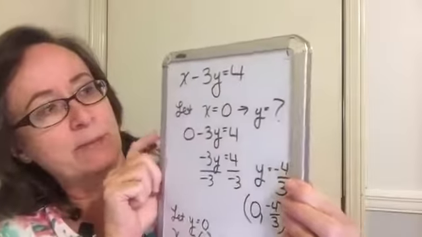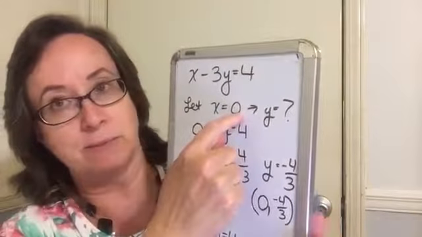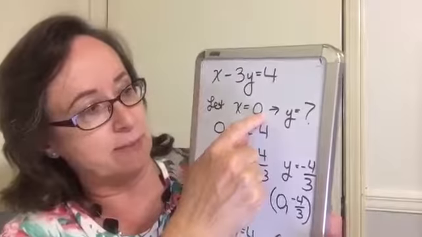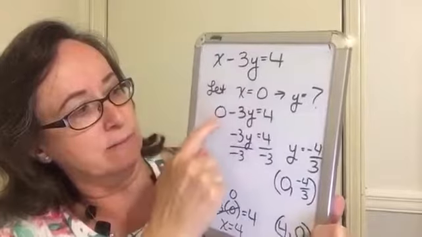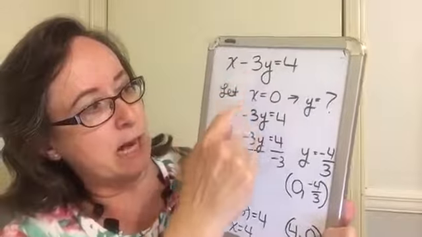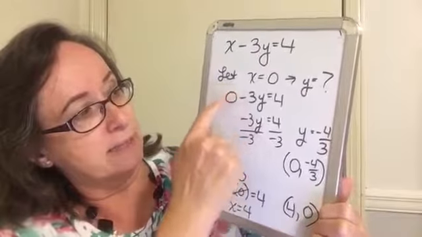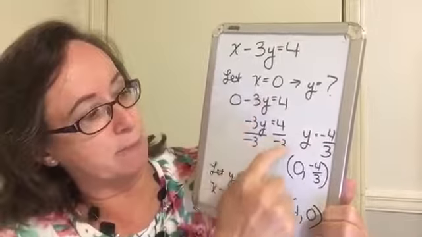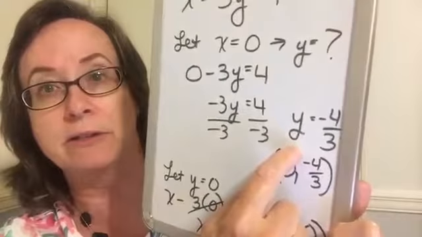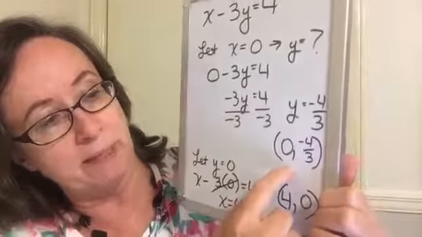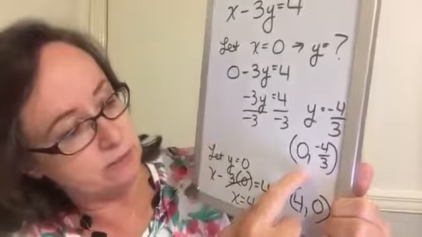So here we go. We're going to let x be 0. So this one's going to be the y-intercept. When we let x be 0, then x is 0. There's my 0. I'm just copying the rest of the problem down. Then the 0 just goes away. I divide both sides by negative 3, and I get y is negative 4/3. Okay, so the point becomes (0, -4/3), and again, that is the y-intercept.